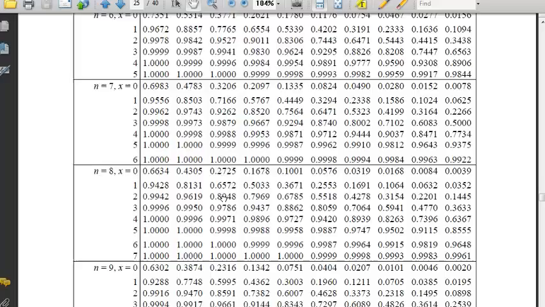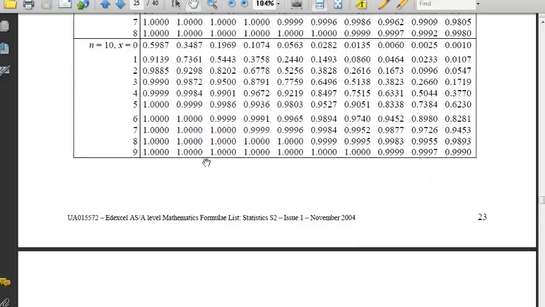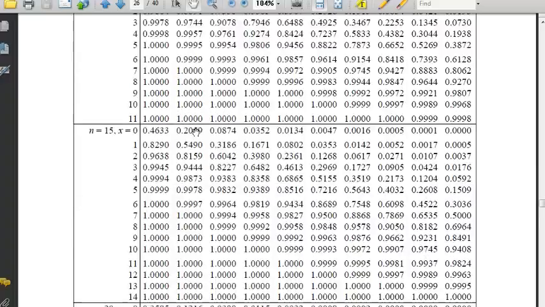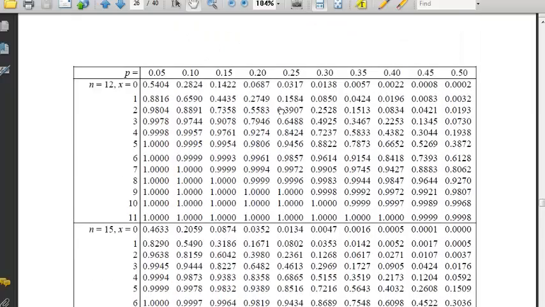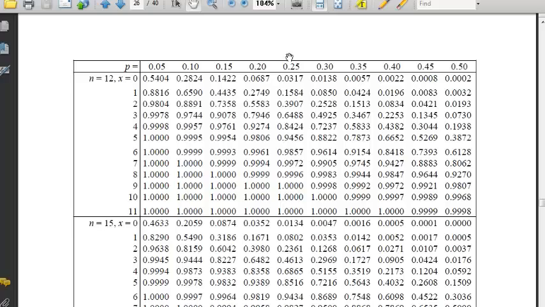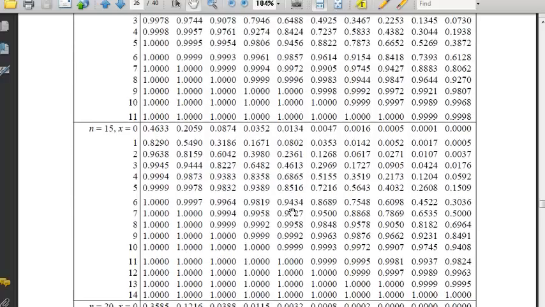Now we need n equals 20. So 10, 12, 20. Great, n equals 20. Now we need p equals 0.25. So this column is 0.25.